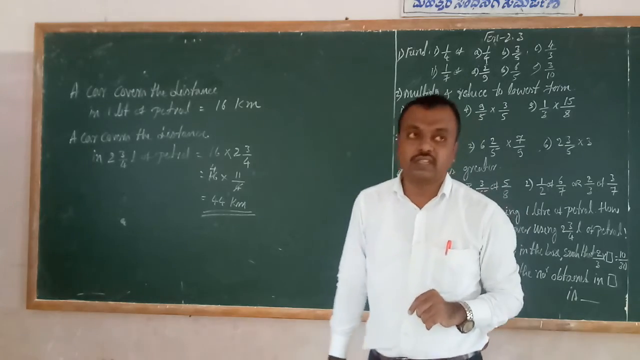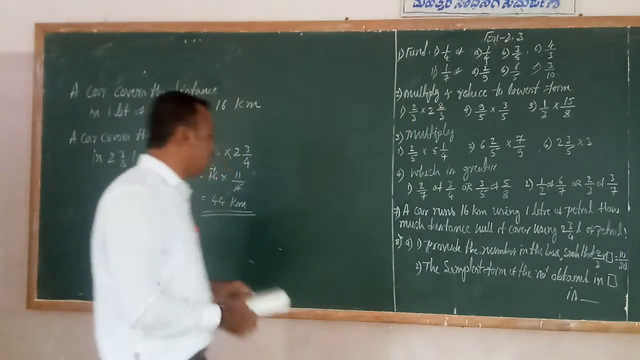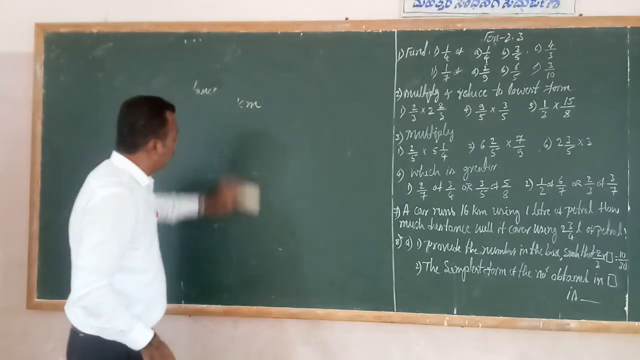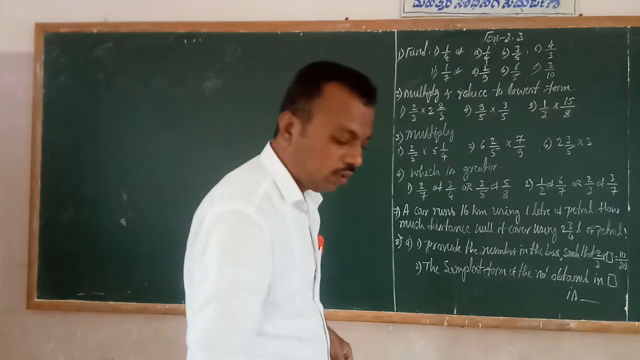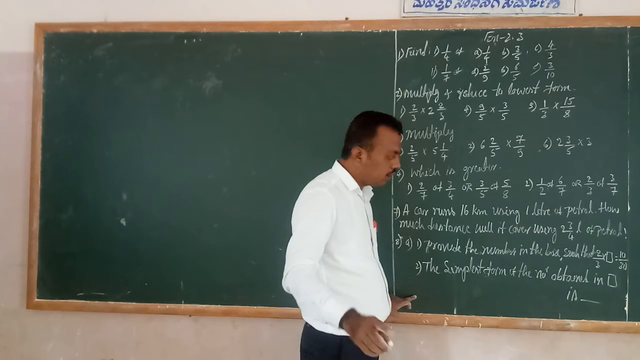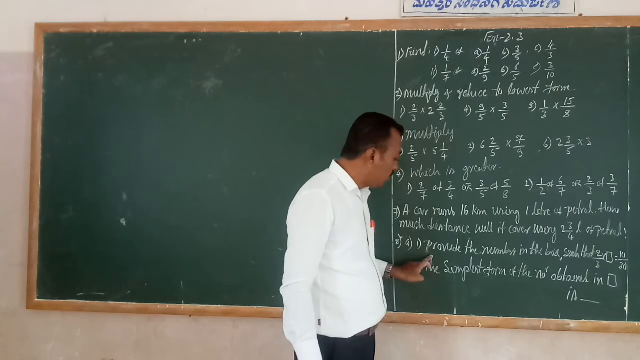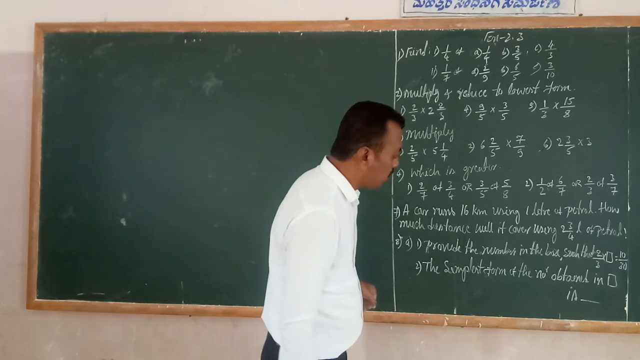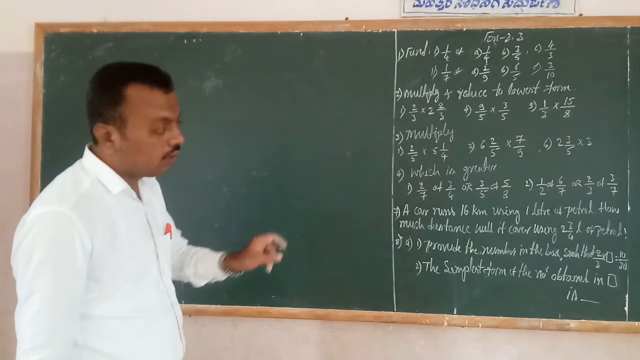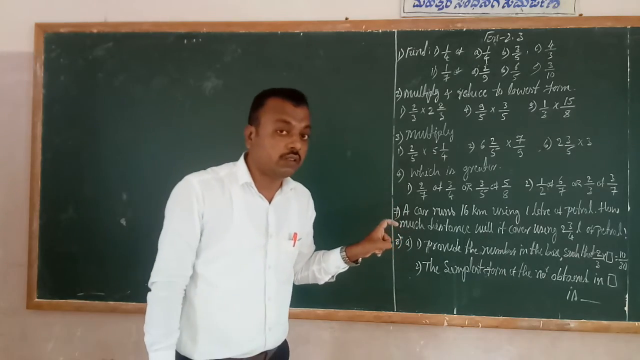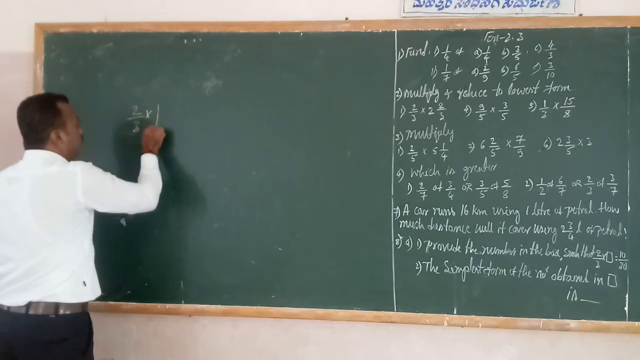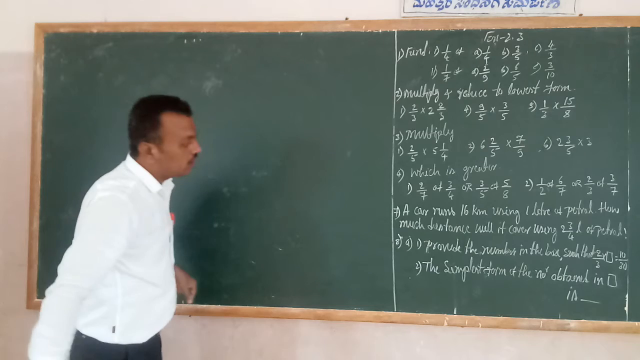Do you understand? So next, the last question, number 8, is there. This is homework for you. Provide the number in the box such that 2/3 into box is equal to 10/30. What we have to find is which fraction comes in that box. For example, 2/3 into box is equal to the resulting number 10/30.